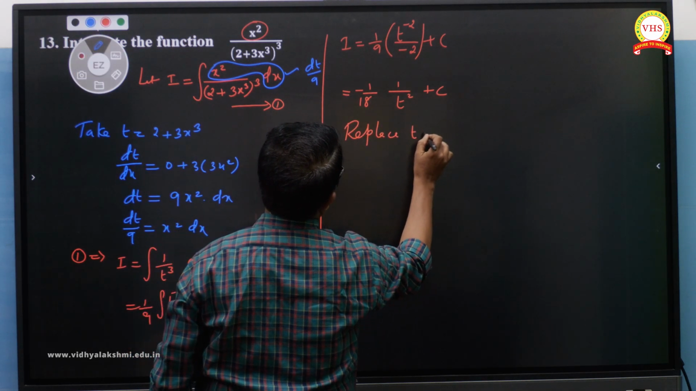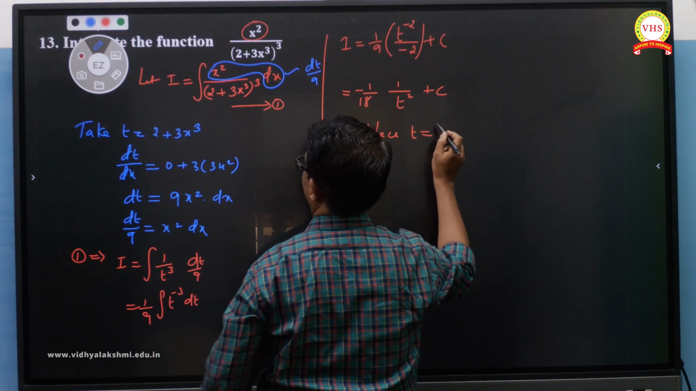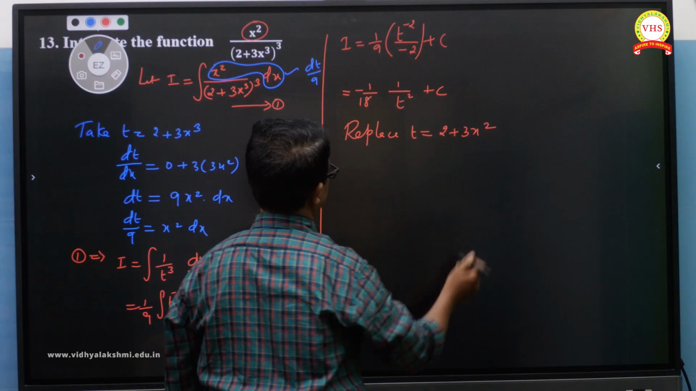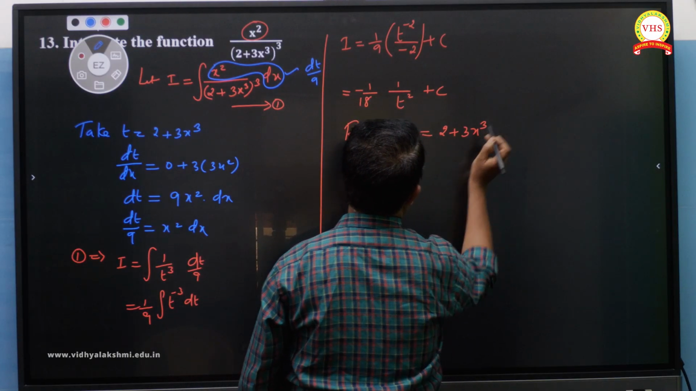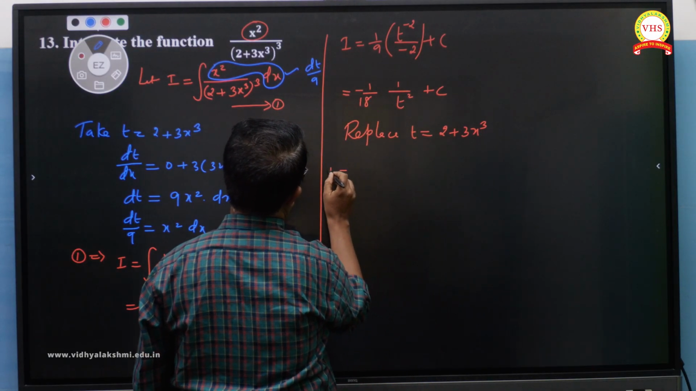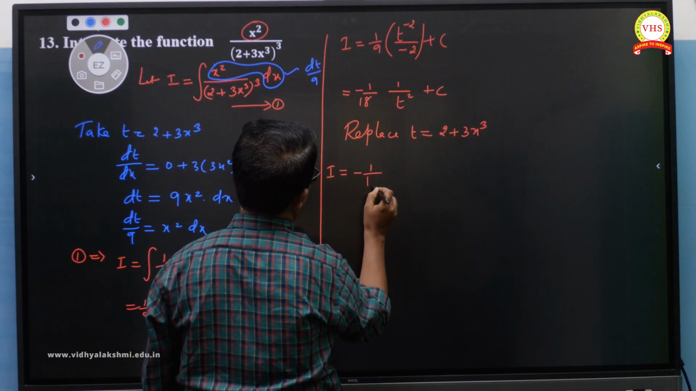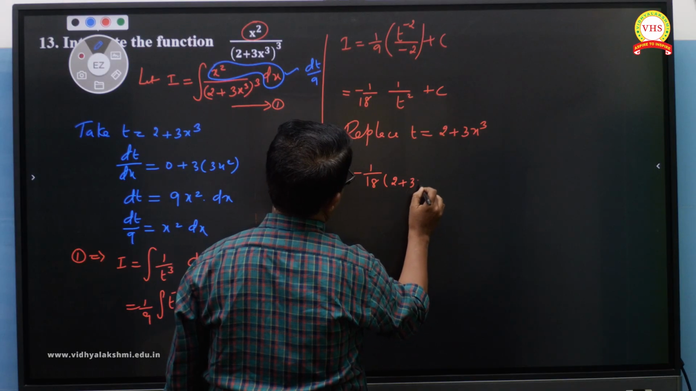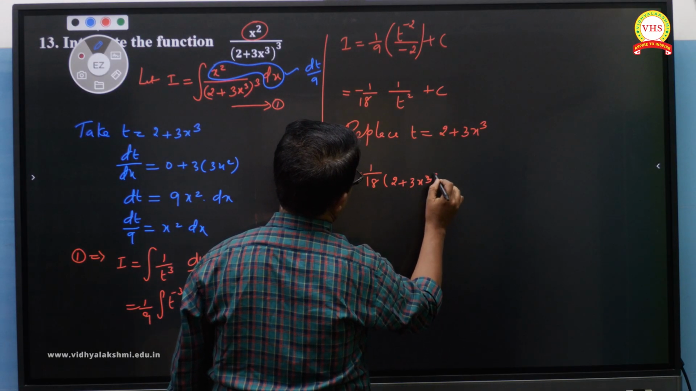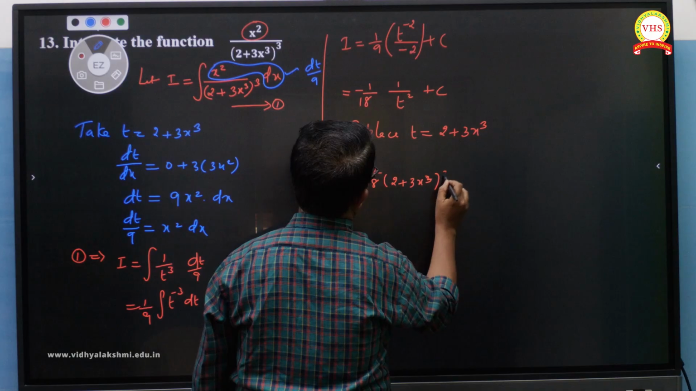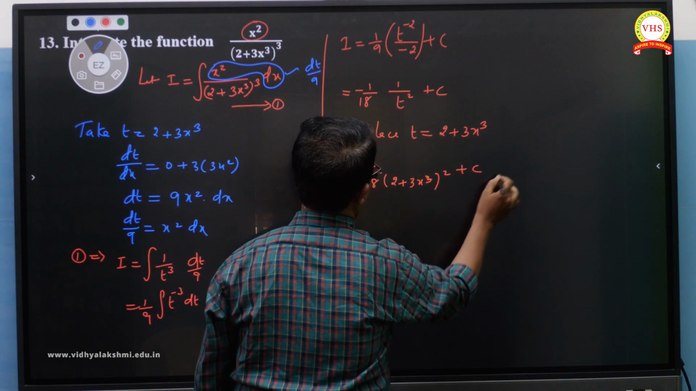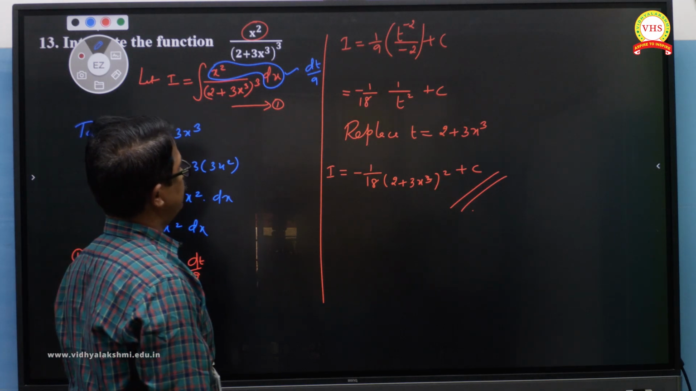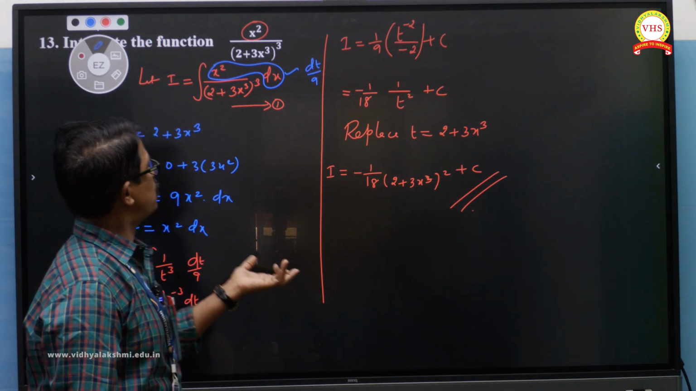Replace t equal to what? We assigned t equal to 2 plus 3x cube. Then the final answer is minus 1 by 18 into (2 plus 3x cube) whole square plus c. This is the required answer for the given integration. Okay, can we move to the next question?